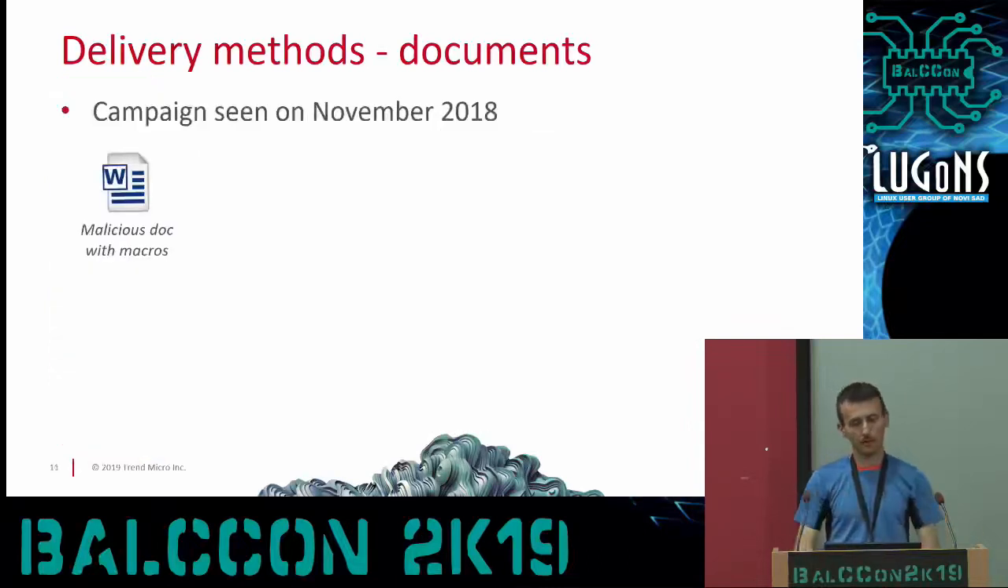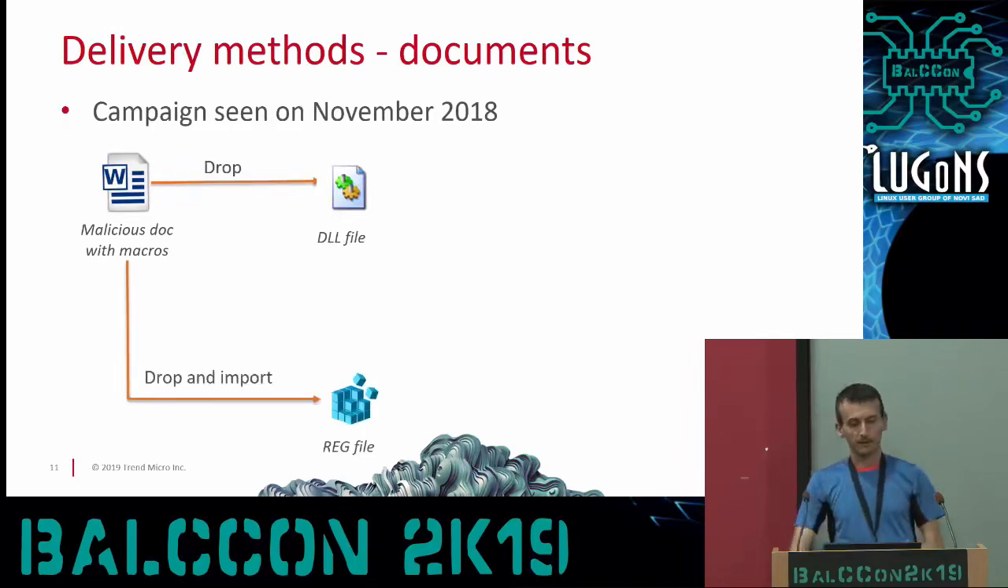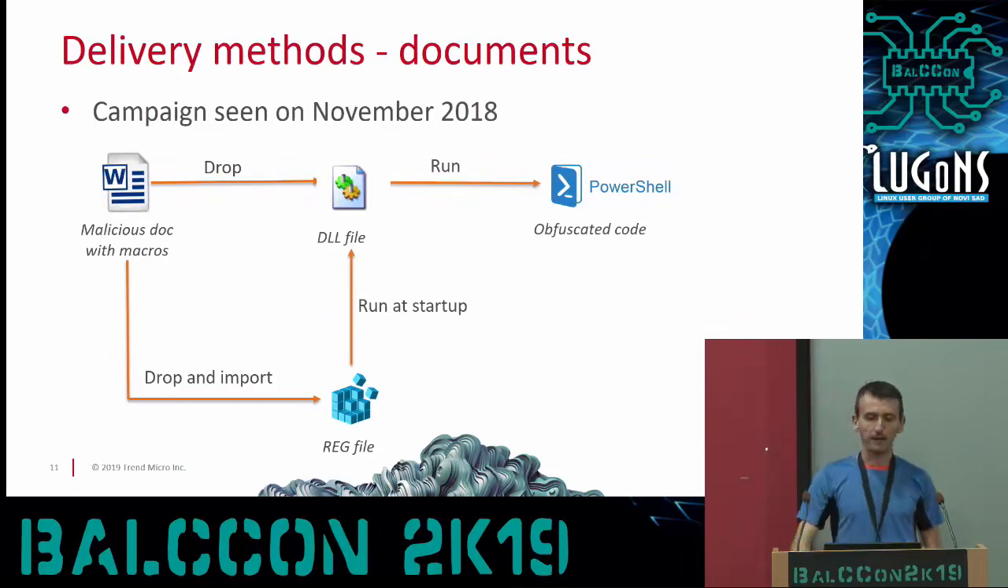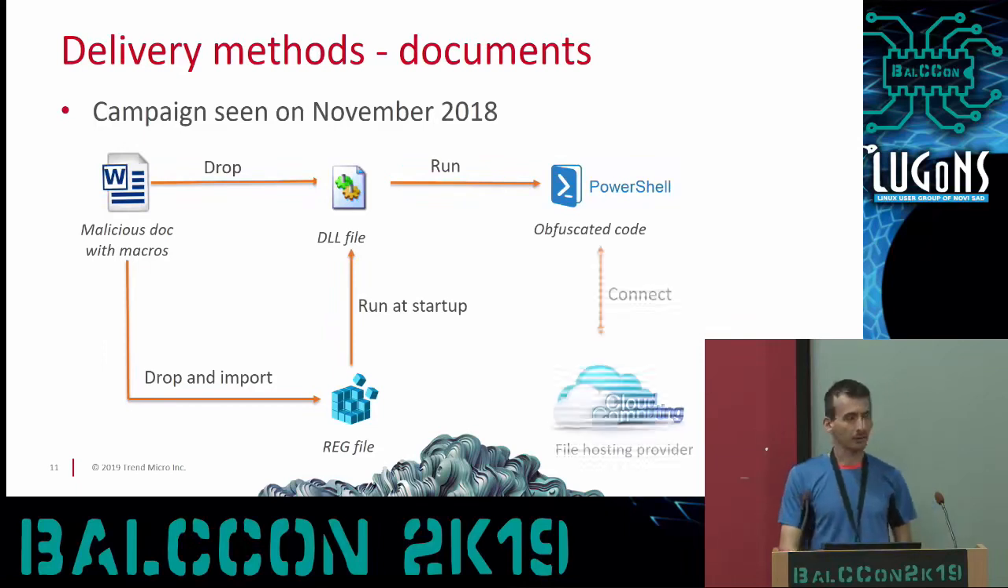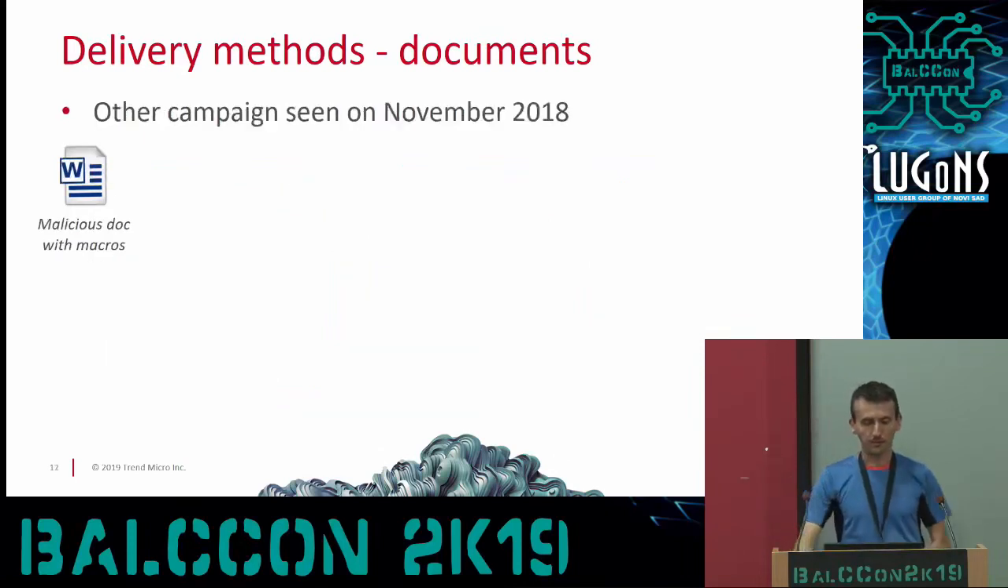If I do the visualization in this kind of schematic of one of their campaigns from November 2018, you have the malicious macro, and it drops some files. In this case, it imports some data into the registry, which establishes the persistence, so it gets run on startup. Then this DLL file runs another obfuscated PowerShell code, which after the deobfuscation connects to the CNC server.